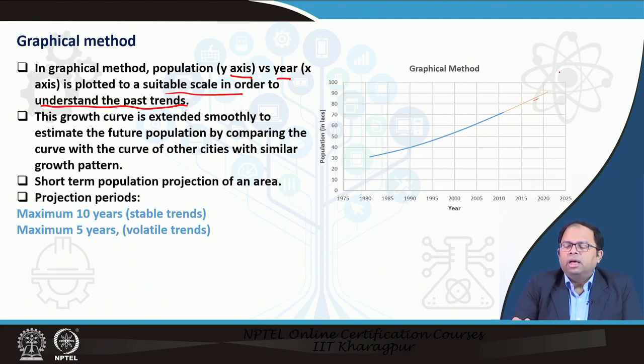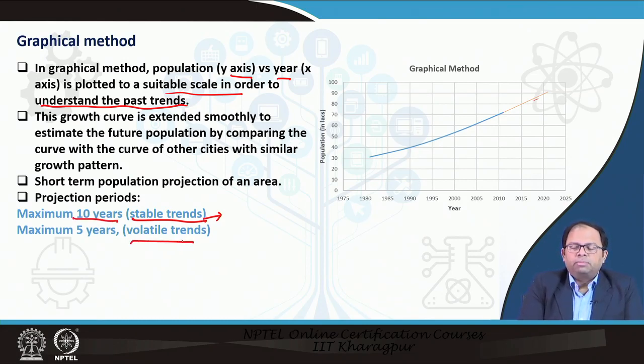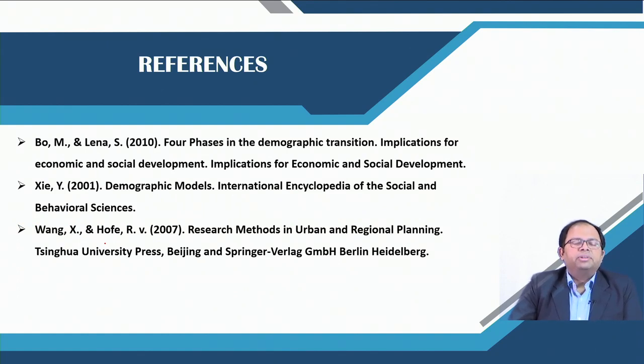because without any particular methodology, we can end up with a lot of assumptions on the part of the person who is doing the extension. This can be done for projection periods of a maximum of 10 years. If the demographic trends are stable, that means the population is stable, then we can do it for a maximum of 10 years, whereas for volatile trends, where the population is going through a lot of changes, this kind of method could be adopted only for 5 years. So, these are the references you can follow.